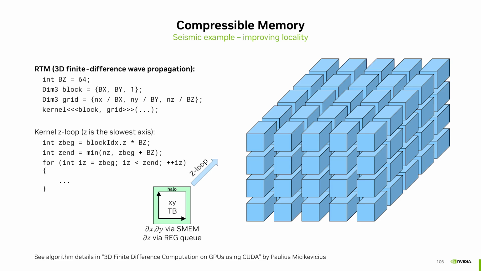So what we do to increase locality here is break the Z loop into smaller ones by introducing a three-dimensional grid. Our thread block is still two-dimensional, but the grid of thread blocks is three-dimensional. So why does it improve locality?